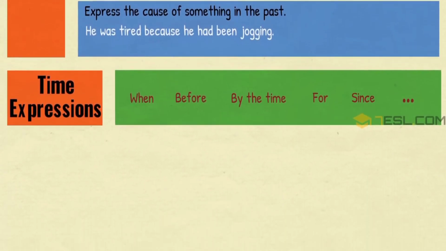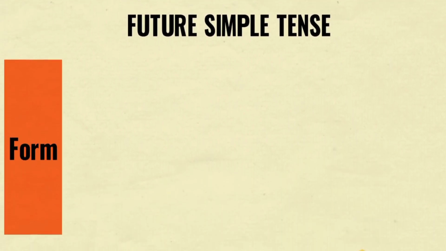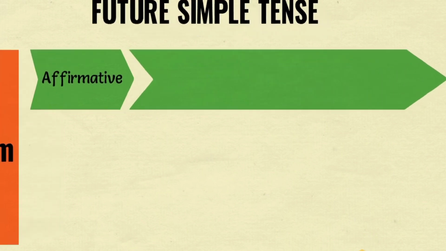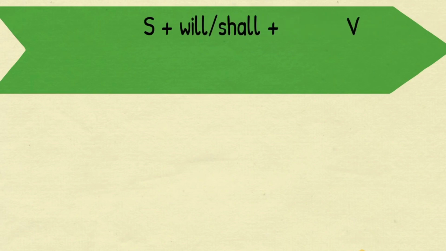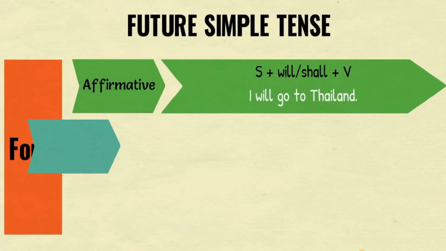Future simple tense. Form. Affirmative. Subject plus will or shall plus verb. I will go to Thailand.